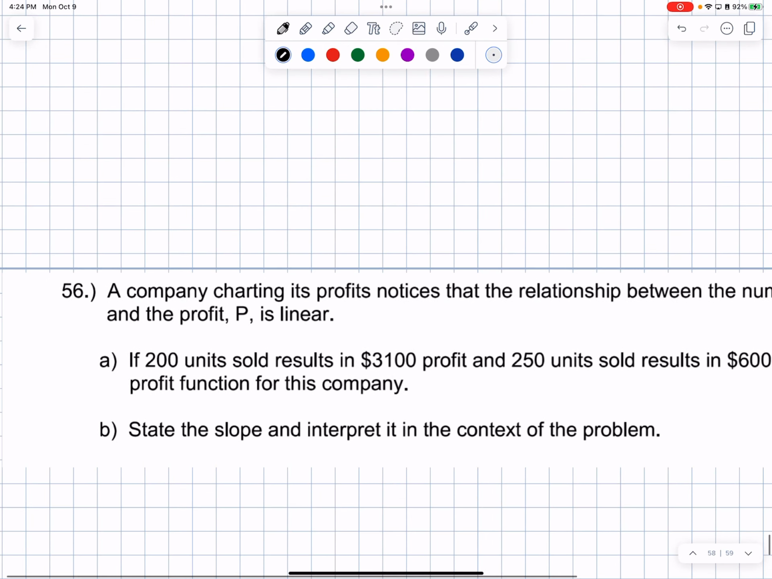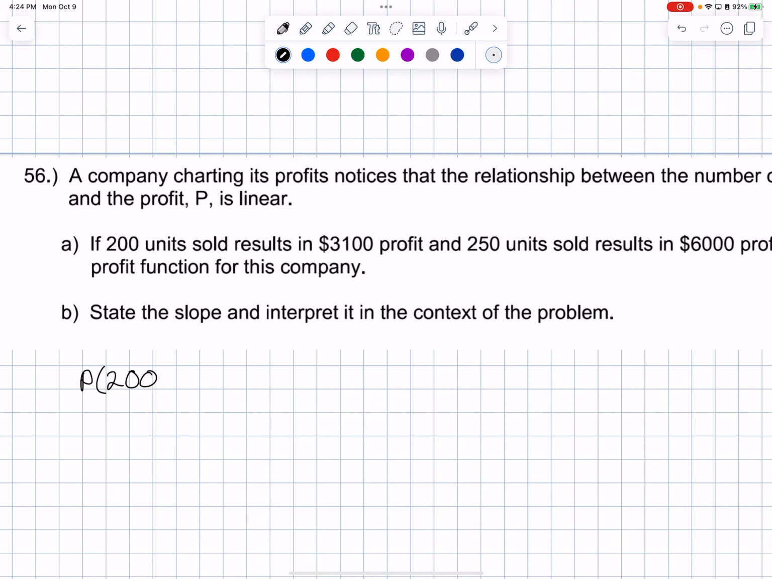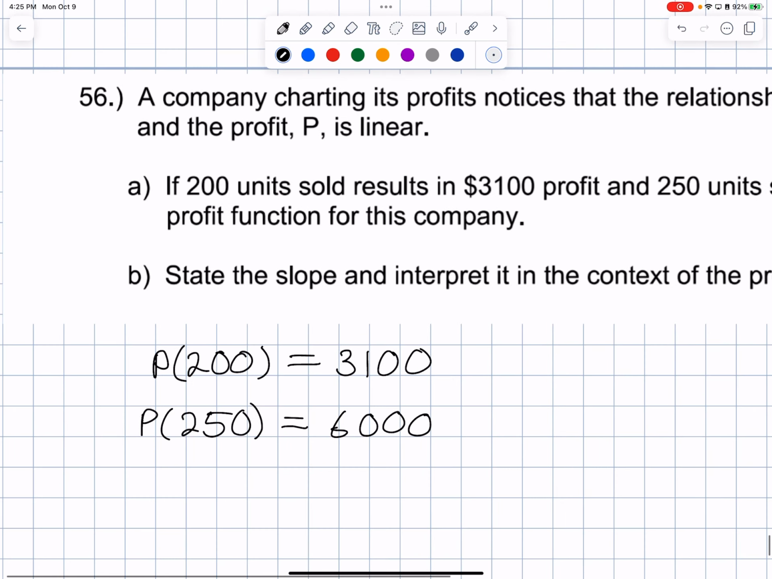Okay, 2 more. We are almost done. A company charting its profits notices that the relationship between the number of units sold and the profit is linear. So if 200 units sold results in 3,100 profit, well, that means this. The profit for 200 units is equal to 3,100. And the profit for 250 is equal to 6,000. Does that much make sense? It says if you sell 200 units, you plug in 200 for X, you get 3,100.